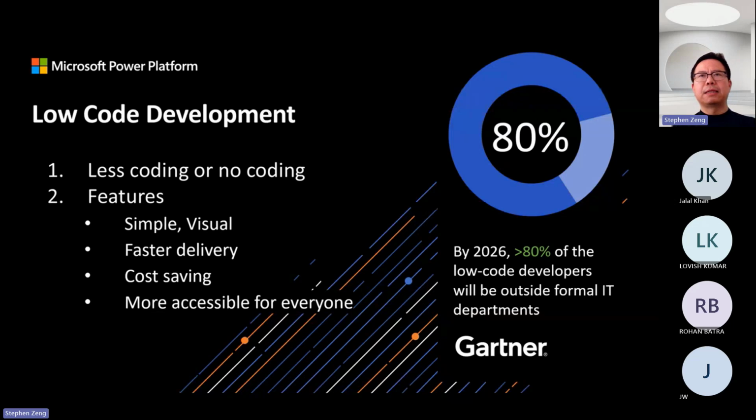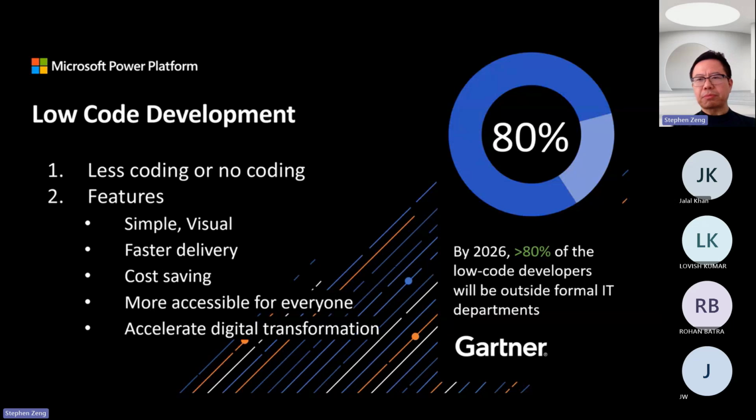And Gartner predicted that by 2026, more than 80% of low-code developers will be outside formal IT departments, which means more and more non-technical people will be using low-code development to build solutions, right? So that's exactly the point, it'll become more accessible for everyone.